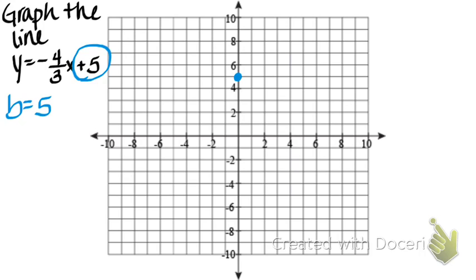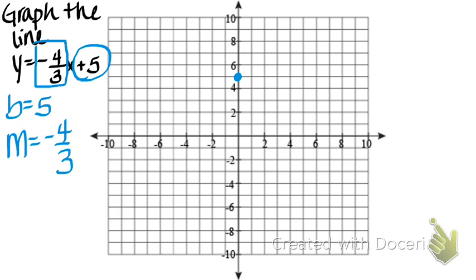Now I need to determine what my slope is. Well, my slope is the number in front of x, because we're using slope-intercept form, which is y equals mx plus b, and m is my slope. So negative 4/3 is going to be my slope. So m equals negative 4/3.